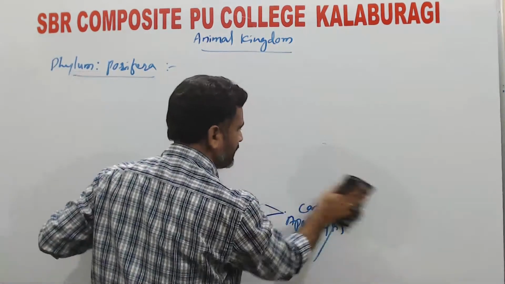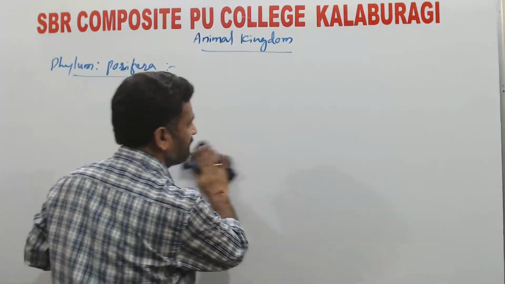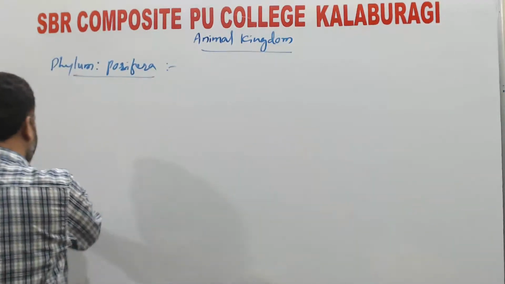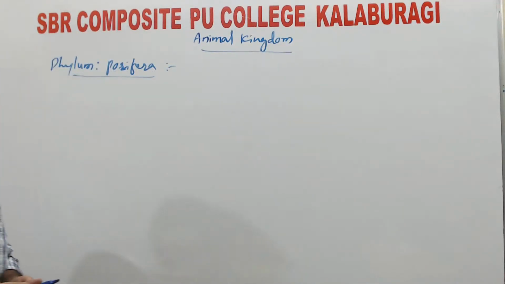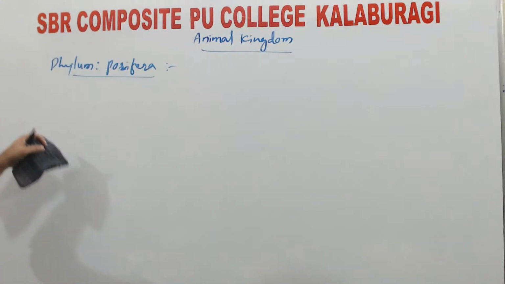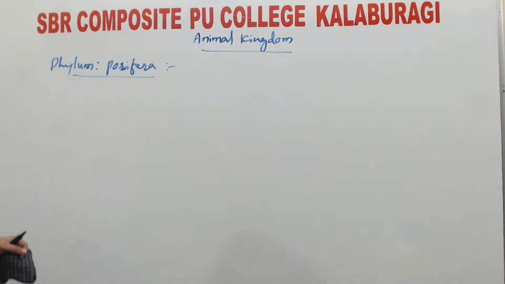Here a water canal system is there, not a water vascular system. The water vascular system is present in echinodermata. The gastrovascular system is present in coelenterates.